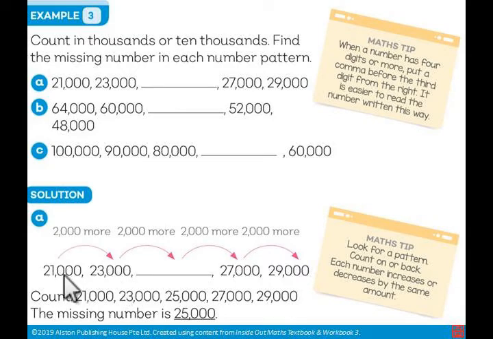Okay, if we count 2,000, 21,000 plus 2,000 is 23,000. Another 2,000, what is the answer? Another 2,000 is 27,000. Another 2,000 is 29,000. So if we count 21,000, 23,000, next is 25,000, 27,000, 29,000, so the missing number is 25,000 because we add 2,000 more.